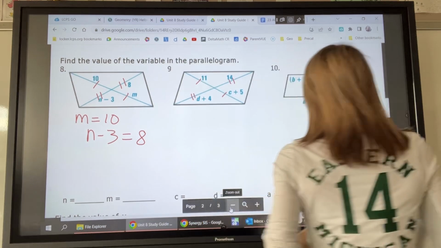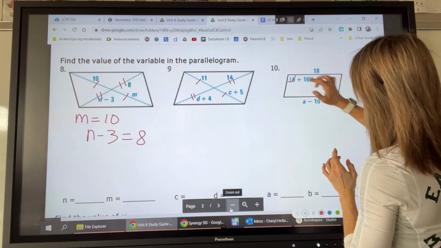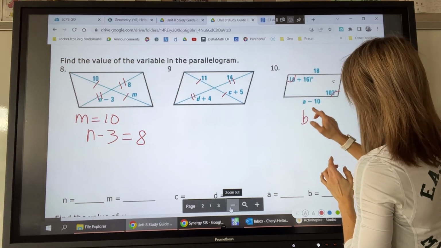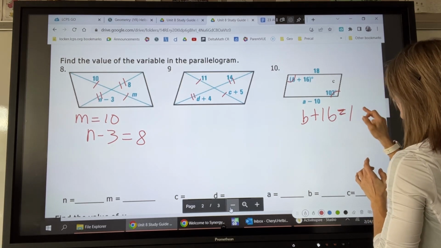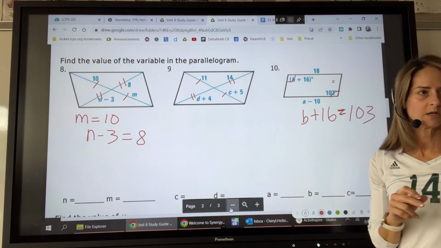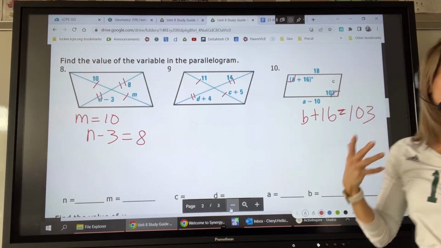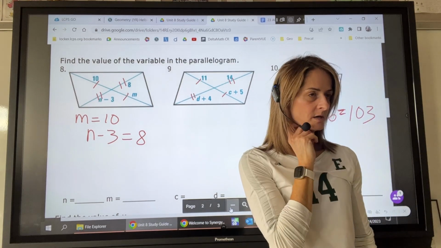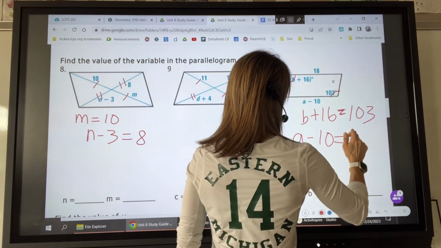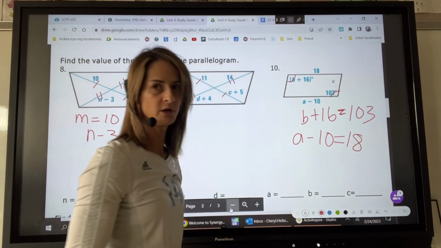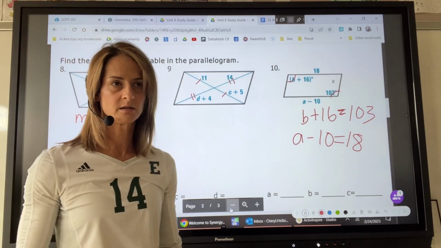Okay. So now in a parallelogram, we also have opposite angles are congruent. So we can set b plus 16 equal to, that's an equal sign, not a z, 103. Are we good? We also have opposite sides. They're parallel, but they're also congruent. So we can set a minus 10 equal to 18. Are we good? Any questions on 8 through 10?